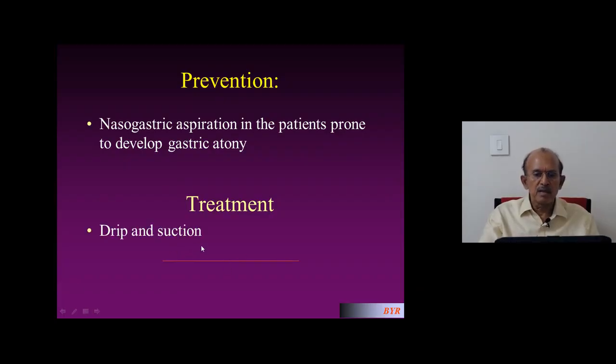Treatment also is called the drip and suction. Drip means intravenous fluids. Suction means put a nasogastric aspiration. So the treatment for acute dilatation of stomach is drip and suction till the patient's stomach recovers. So I told you, following the stretch, if it is minimal, it will be recovering within 12 hours, moderate within 1 or 2 days, severe in 4 to 5 days or 1 week.